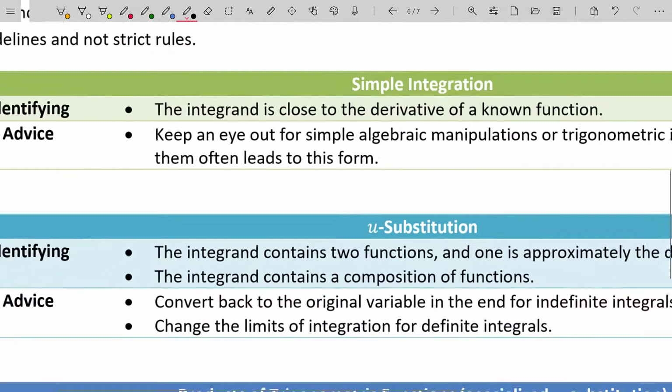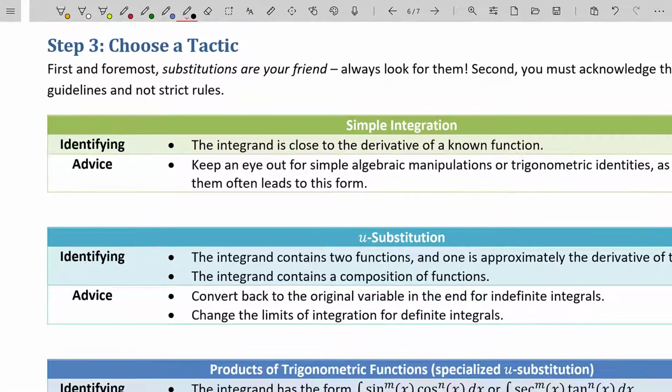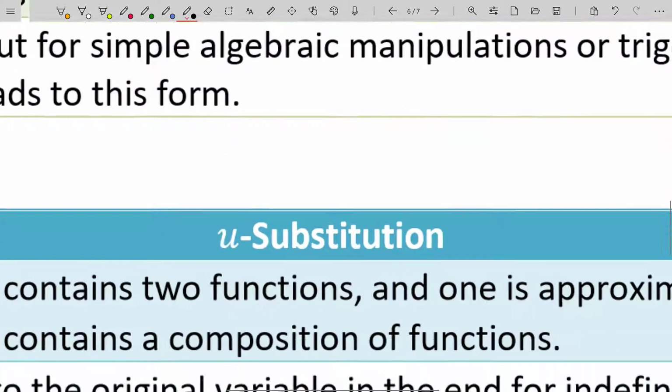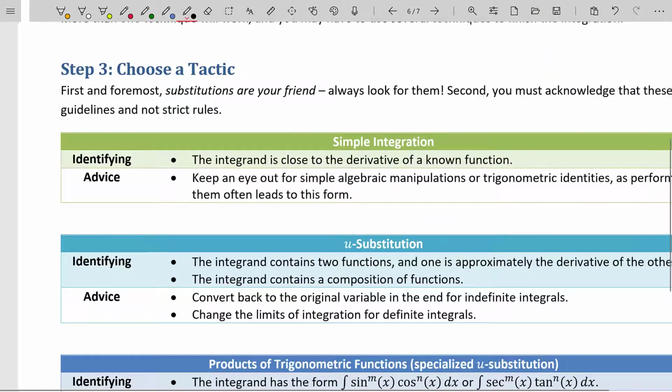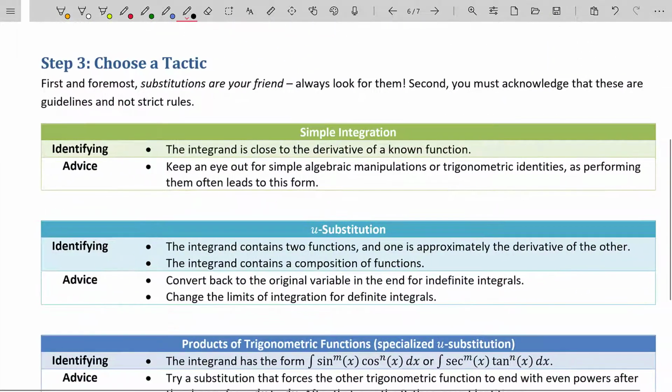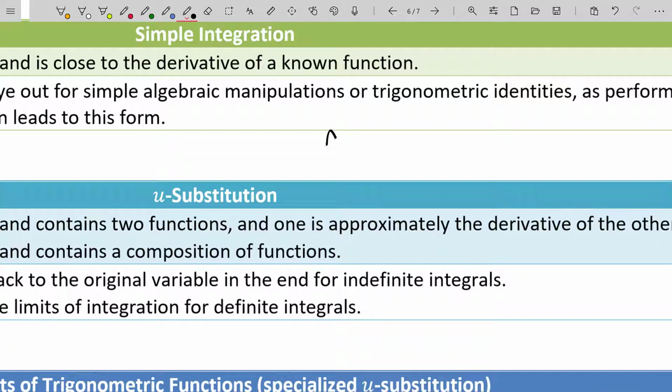The next one that I think is the easiest is u substitution. This is actually one of my favorites, and it's pretty much every other student's favorite as well. How do you know you can use u substitution? At this point, you should already know, but the integrand contains two functions and one is approximately the derivative of the other. For example, something like the integral of natural log of x over x or something like that, right? You can let u equal the natural log. Its derivative is 1 over x dx.